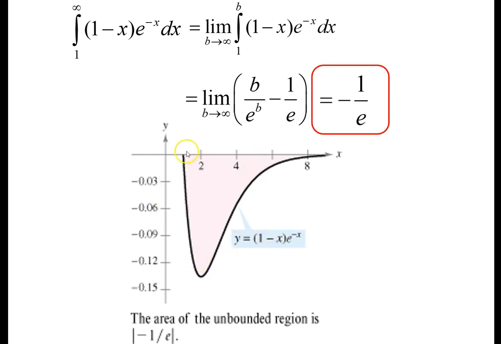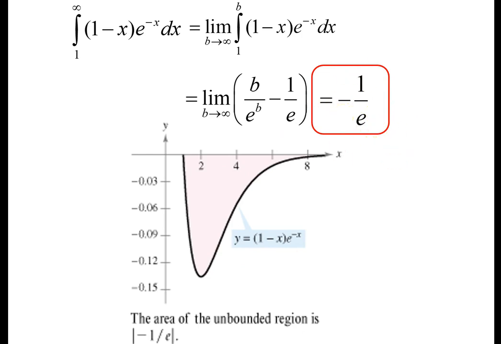It's kind of an interesting function. It's in the fourth quadrant here. And so as x goes out to infinity, even though there's an asymptote at the x-axis, if we keep taking areas from 1 to 10, 1 to 100, 1 to 1,000, whatever, those areas we keep calculating are going to approach a value of negative 1 over e.